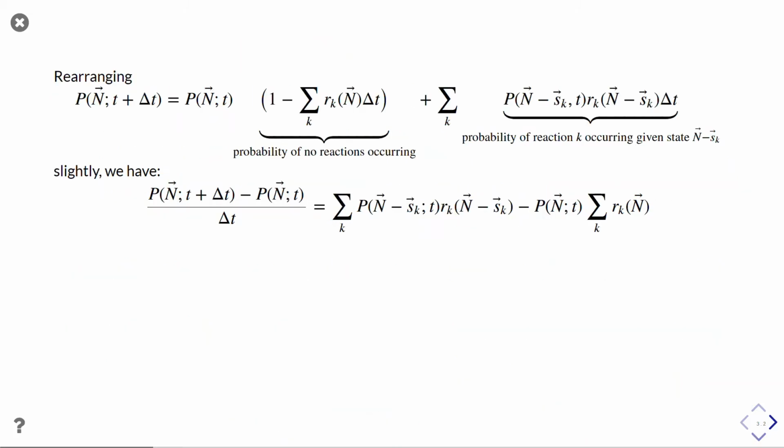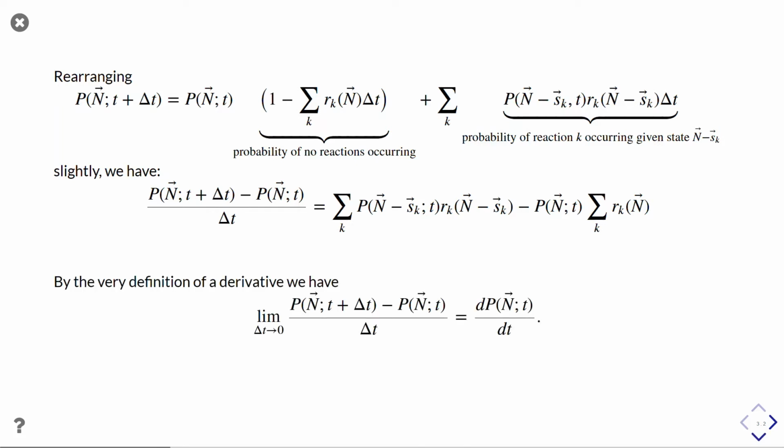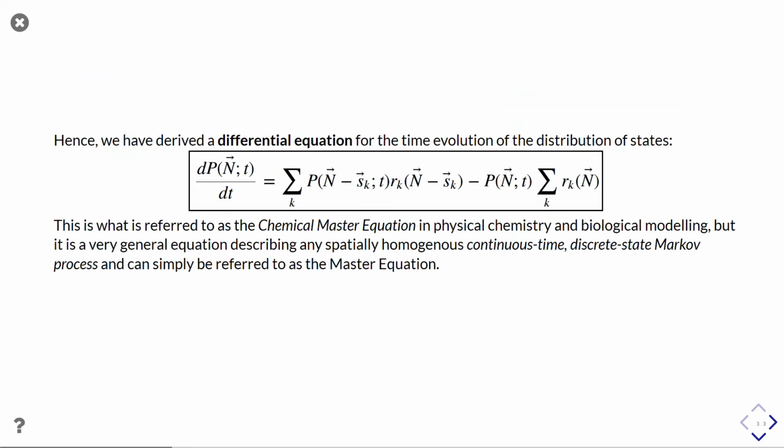Rearranging our equation from the preceding slide slightly, we have the equation that's shown at the bottom here. To get from the top equation to the bottom equation, it's just simple algebra. And now taking the limit that delta t goes to 0 of the left-hand side, we obtain the time derivative of the joint probability distribution. This follows from the definition of derivative.